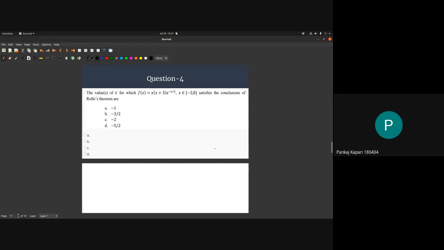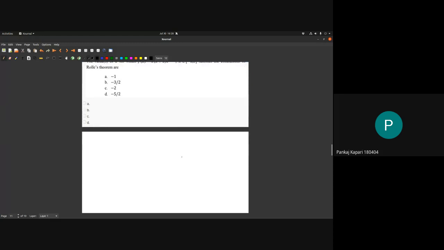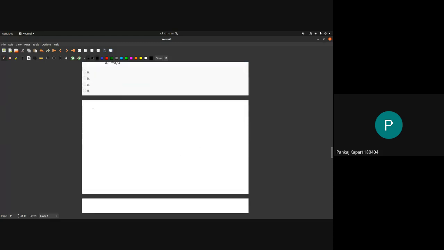Okay, so in this particular problem, a function is given in the closed interval from -3 to 0. And you have to find the value of c for which this function satisfies Rolle's theorem. So what does Rolle's theorem say? Okay, let's recall Rolle's theorem. It says that you have a function on a closed interval. Let's say [a, b] is a closed interval, and we'll assume that a is less than b. Okay, and let's say it's a real valued function.